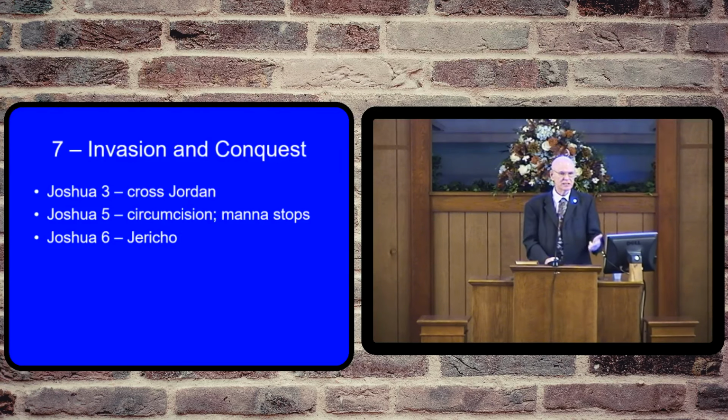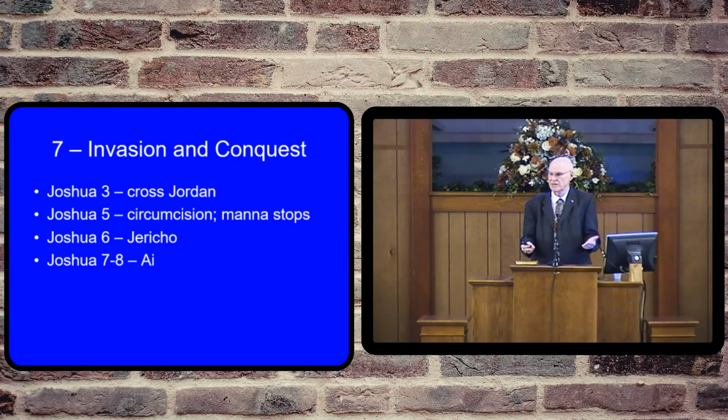Chapter 6, they march around the city of Jericho, and the walls fall down, and they capture Jericho, the first city they had captured there. This is a special city. God said, "This city is mine. Therefore, take nothing from it, from the spoils." Unfortunately, one of them did.